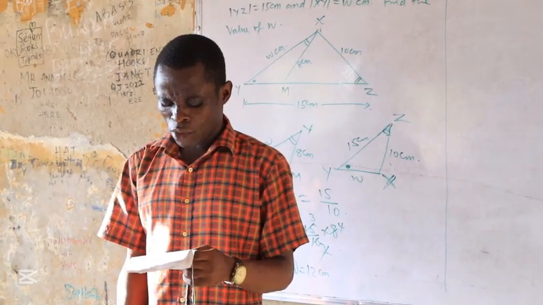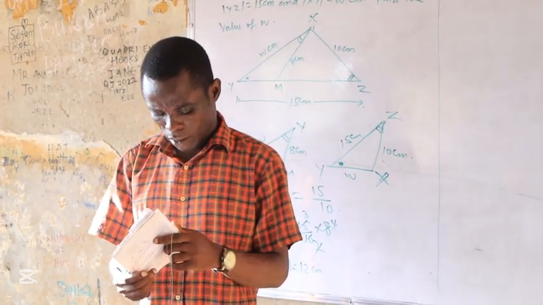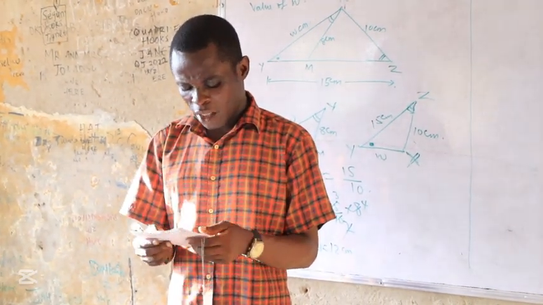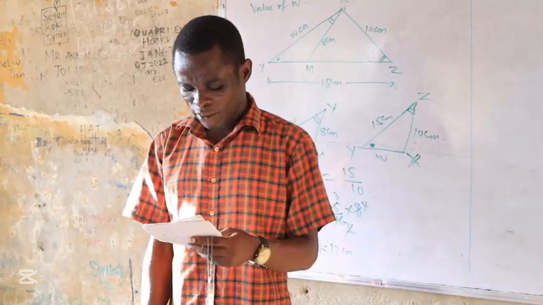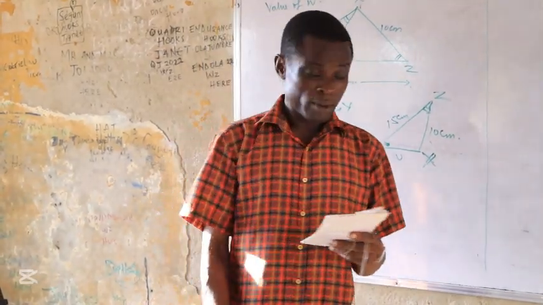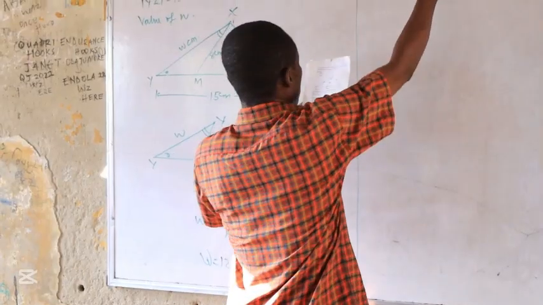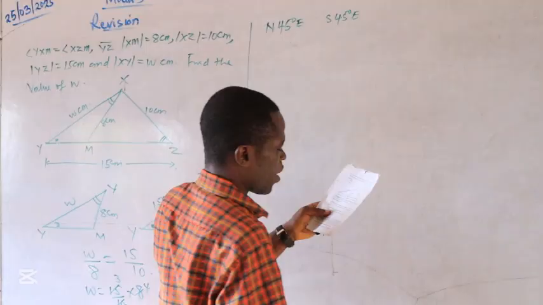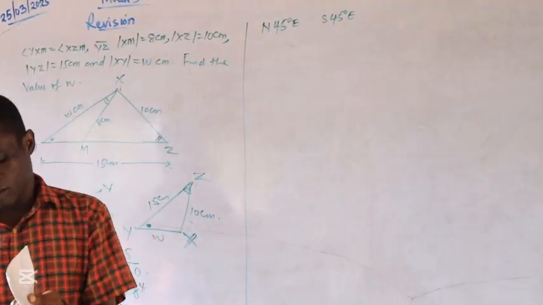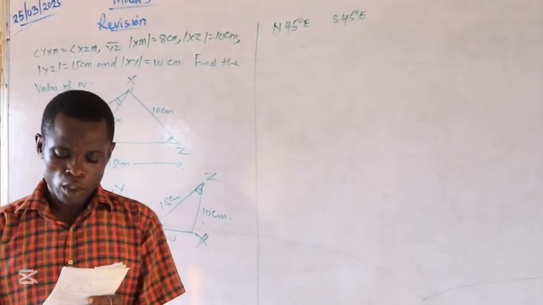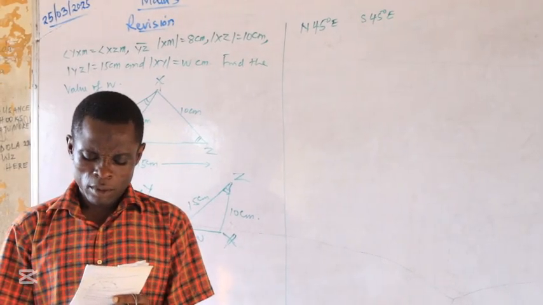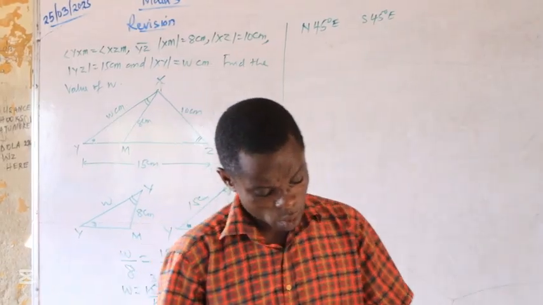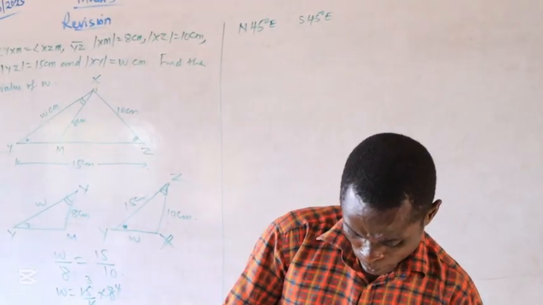It then sails on a bearing of south 45 degree east to point R, 20 kilometer away. Full stop.